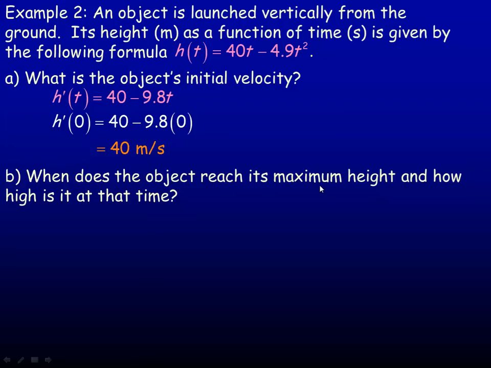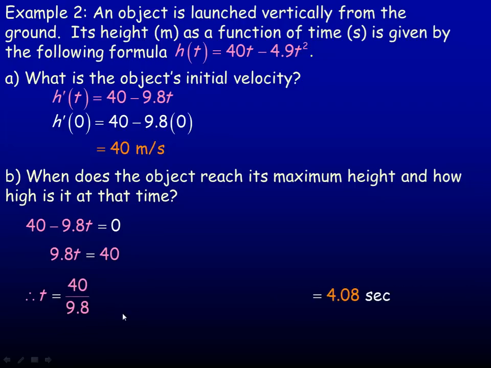So to find when the maximum height occurs, we would set the velocity function to 0 and solve for time. Rearranging for t, 9.8t would equal 40, and then divide out the 9.8 and get t is 40 over 9.8, which is about 4.08 seconds.